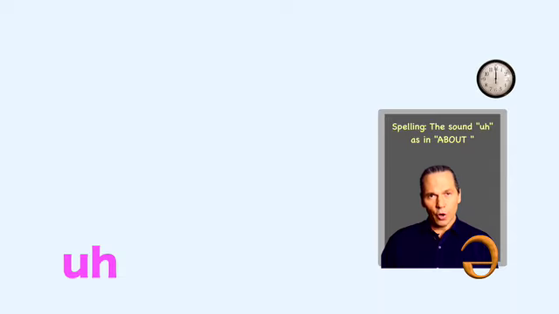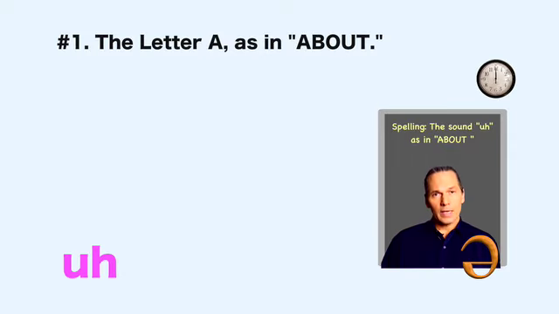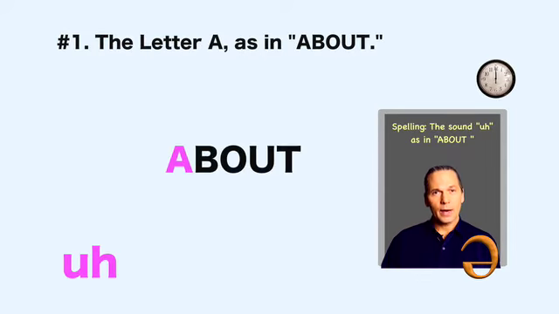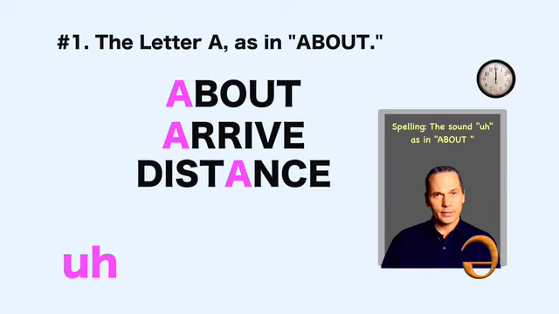This sound is also called the schwa. In the next section, we'll talk more about multisyllable words and syllable stress. Number 1, A as in about. The letter A in an unstressed syllable will frequently make the sound. Keep in mind that this A may be its own syllable or part of a syllable with other consonants. About, arrive, distance, extra.